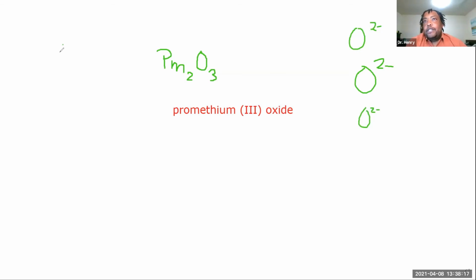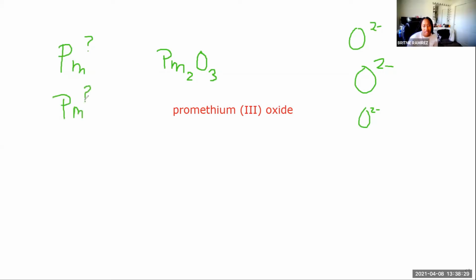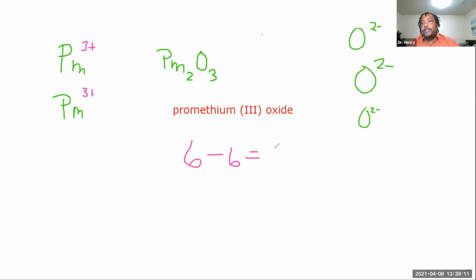Okay, and I know that I have 2 of these. So what would be the charge on each one of those? Positive 3. So each one of those has to be a positive 3. 2 minus 2, that's minus 6. So 6 minus 6, doesn't that equal 0?